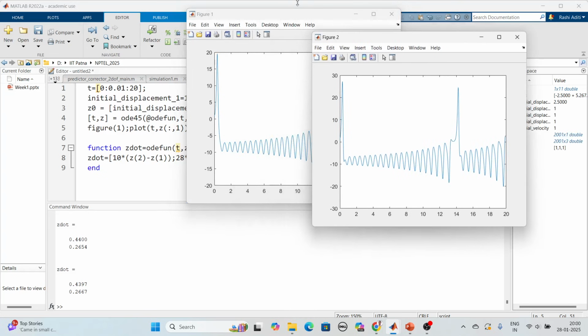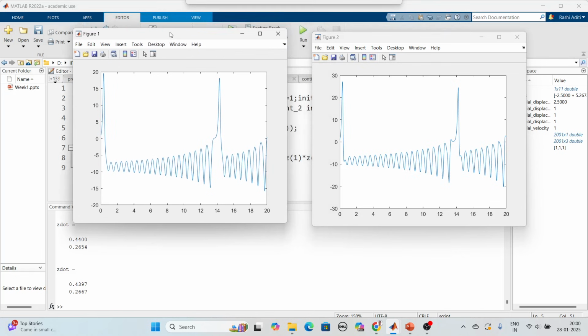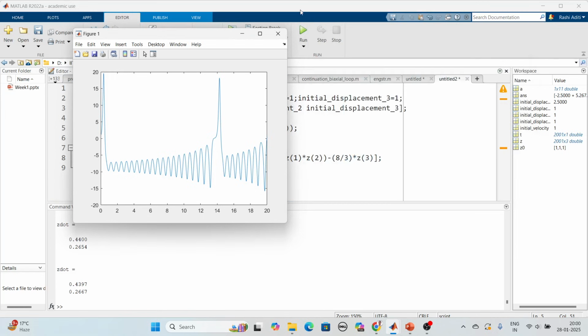See, this is the behavior that we are getting. Now I don't know what kind of behavior this is. By merely seeing it, I cannot say whether it is periodic, quasi-periodic or anything. Let's do one thing, let's increase the time.